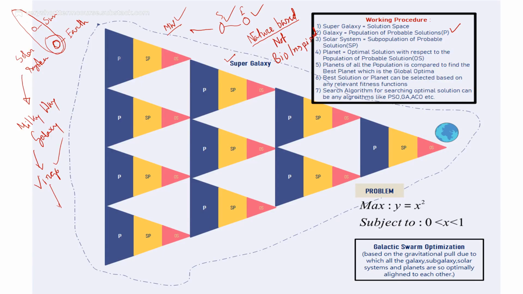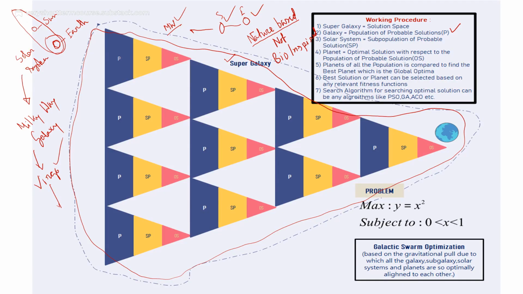Right? So they are analogous to galaxies. So this is your solution space, correct? This is analogous to the super galaxy. And under that, these are the populations that were created randomly. These are subsets of the super galaxy, or populations of probable solutions created under the solution space.